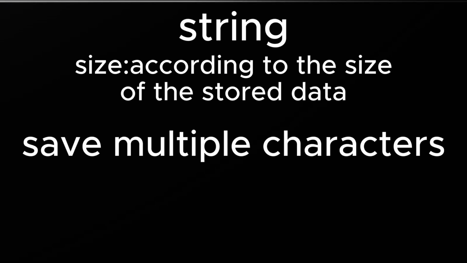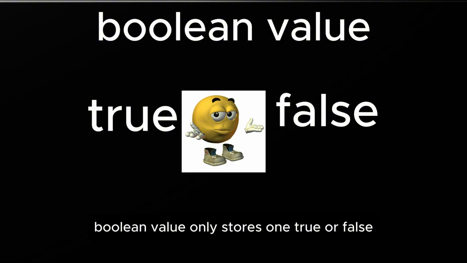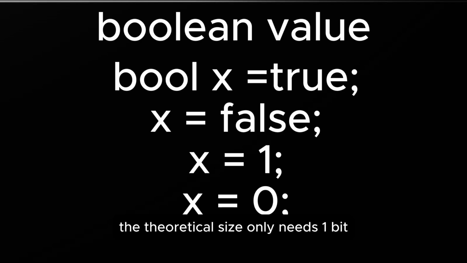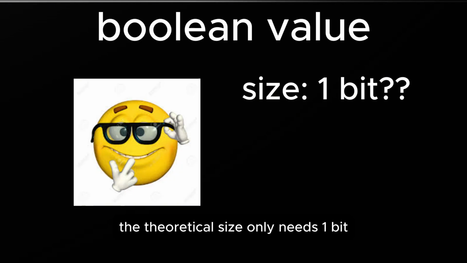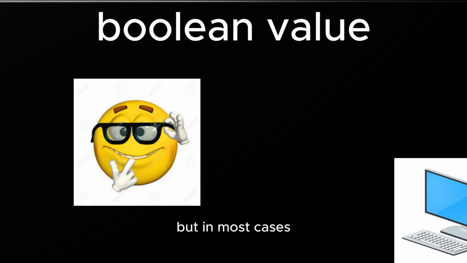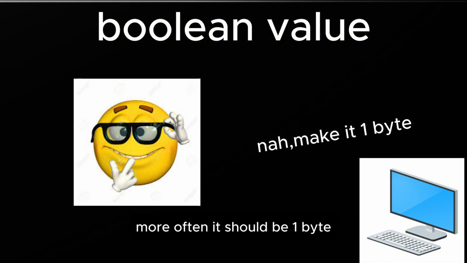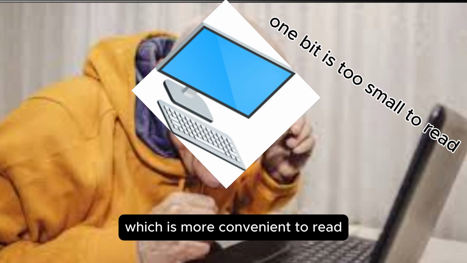Boolean value only stores one true or false, with bool as the type. The theoretical size only needs 1 bit, but in most cases, it will change according to the translator. More often, it should be 1 byte, which is more convenient to read. The smallest unit of reading is byte.